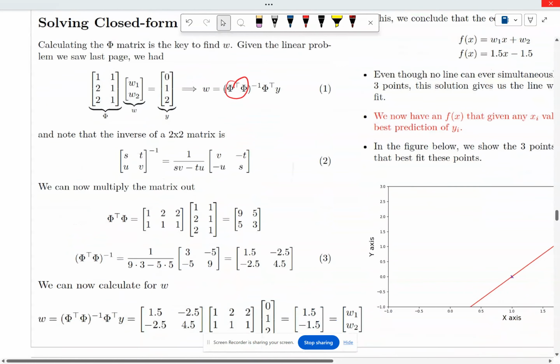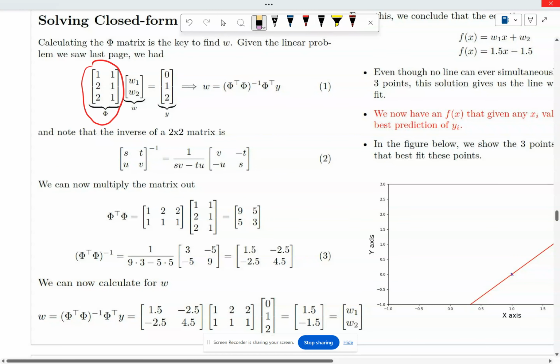So let's look at this, right? We want to calculate this thing, so we'll start with just this part: phi transpose times phi. At this point, you should be able to do matrix multiplication, right? Now, given that you have this, we can find the inverse using this formula. So we flip these two and put a negative on the diagonal, okay? And then this right here is 1 divided by this determinant, resulting in this.